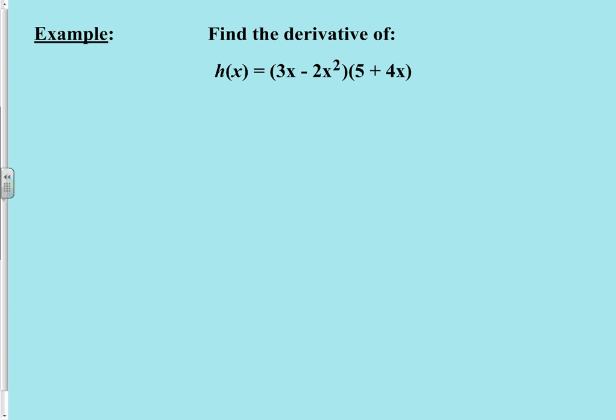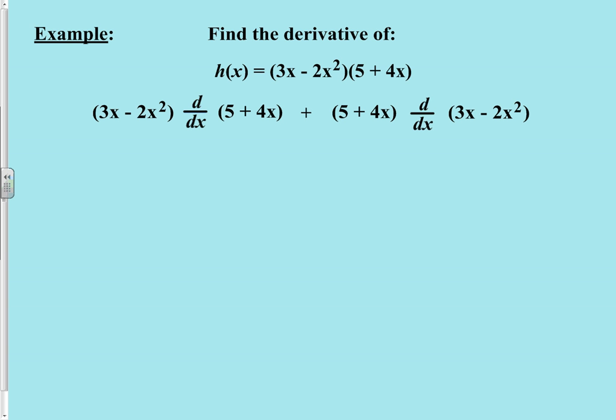Okay, so for example, we took a brief look at this. Find the derivative of h of x, where h of x is defined as (3x minus 2x squared) times (5 plus 4x). By the derivative rule for products, we're going to take the derivative of one function, multiply it times the other function, and then reverse that for the second term.